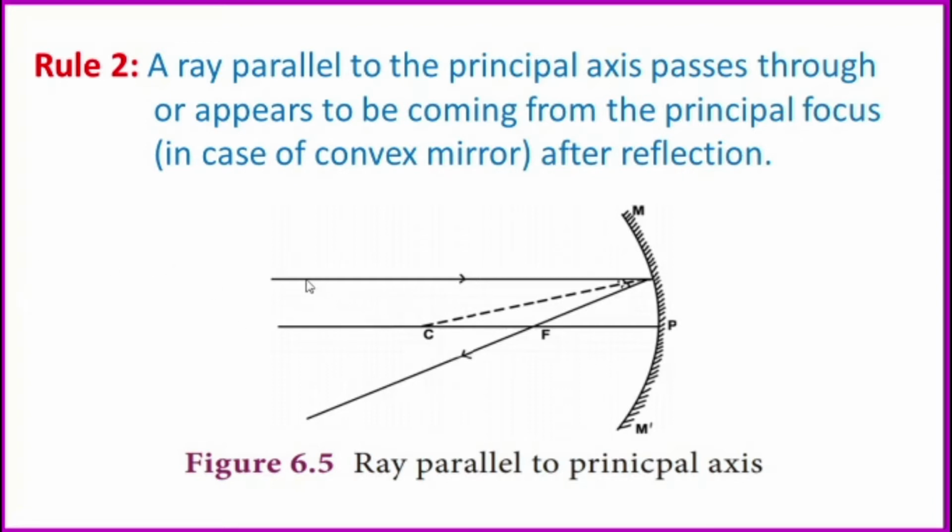You see, a ray is parallel. This ray is parallel to the principal axis. It passes through the principal focus or appears to be coming from the principal focus. Passes through means we take the concave mirror. Then for the convex mirror, it appears to be coming from the principal focus. That's rule number 2. So what is parallel? Parallel means having the same distance continuously between them. That's rule number 2. Then reflection, so we studied about reflection: the light rays are thrown back by a body or a polished surface.